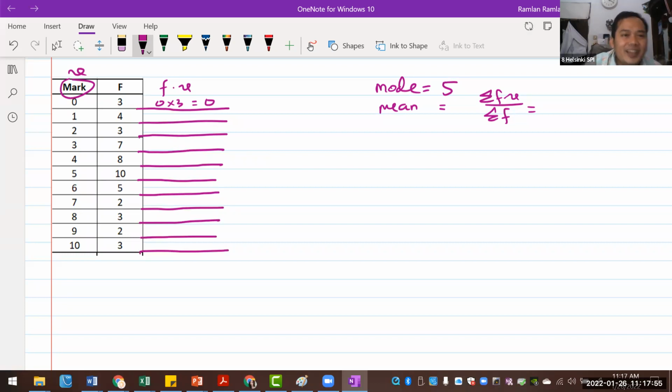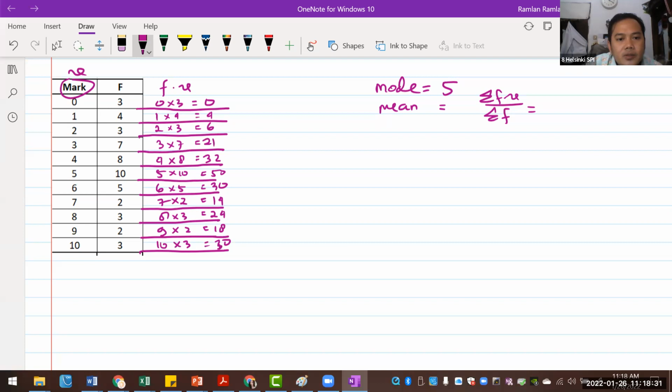Okay, so let's start. We have 1 times 4 equals 4. 2 times 3 equals 6. 3 times 7 equals 21. So the numbers are quite small, so it's kind of easy to calculate. This is 32. 5 times 10 is equal to 50. And 6 times 5 equals 30. And 7 times 2 equals 14. 8 times 3 equals 24. 9 times 2 equals 18. And the last one is 10 times 3 equals 30.